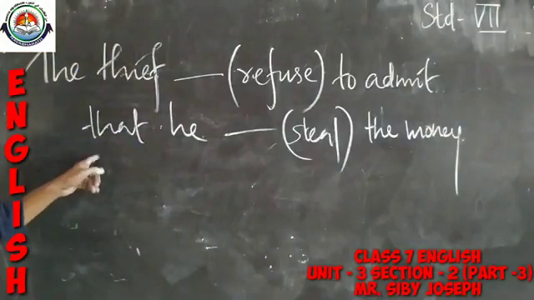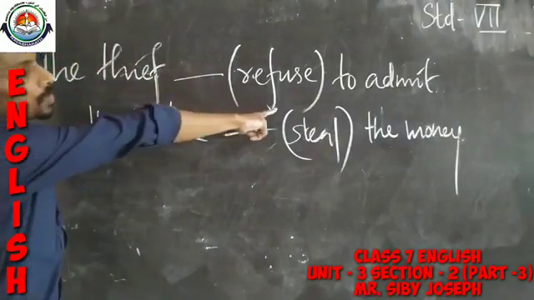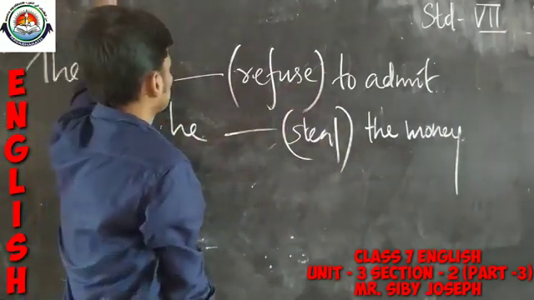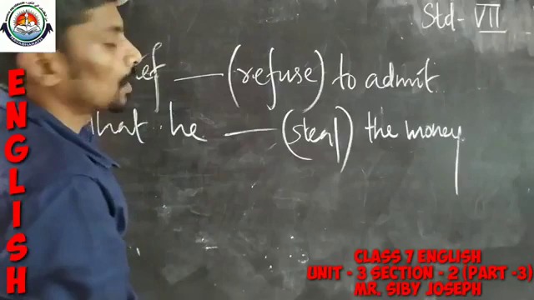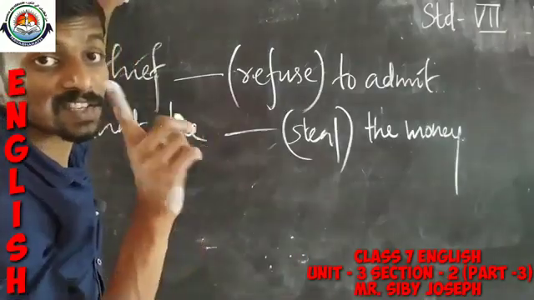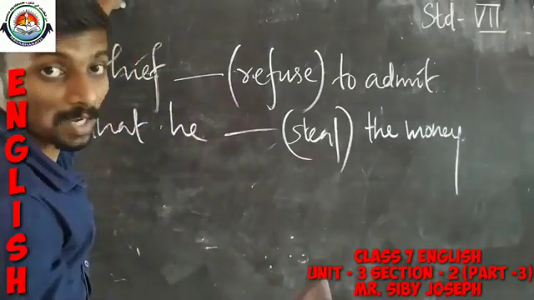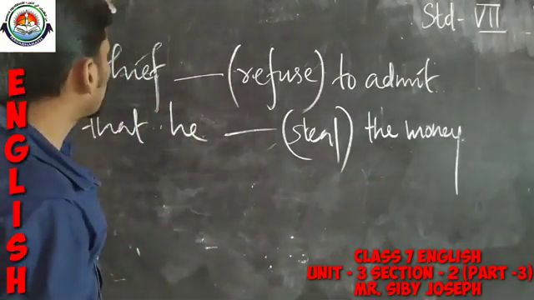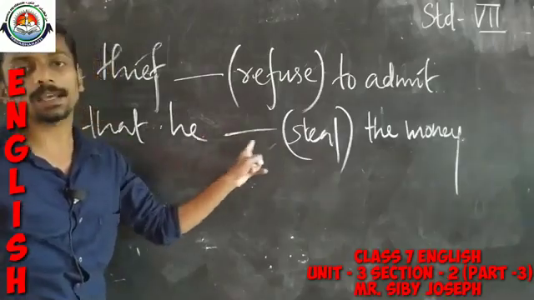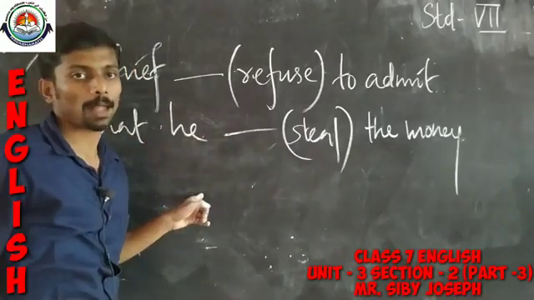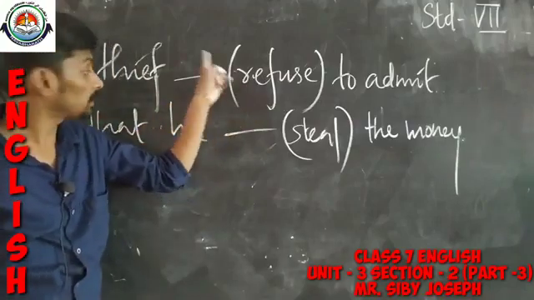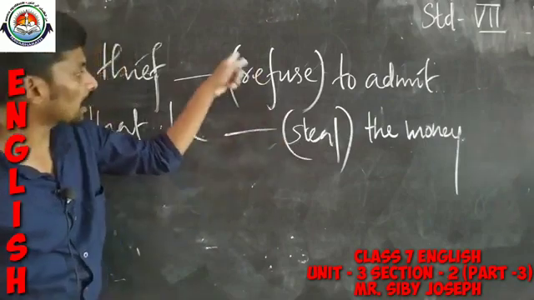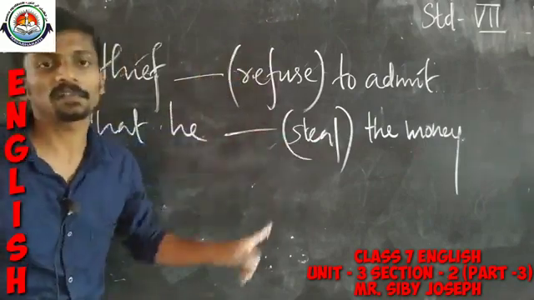Now look at this first example. The thief refused to admit that he stole the money. You have to find out which is the first action that happened here. That you have to find out firstly. What is the first action that happened here? The thief steals something is actually the first action. The refusal of the thief is the result of this action. So, we can say that this is the second action and this is the first action.